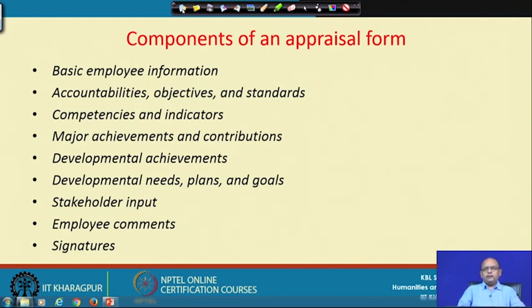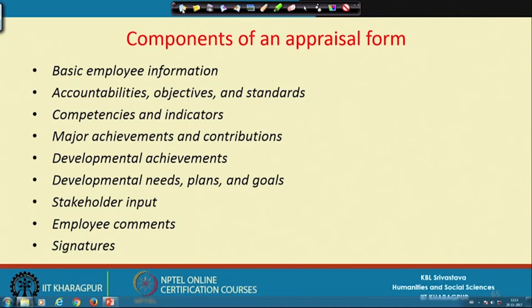And then what was the plan last year, whether he is able to achieve those plans or not for the last year. Then what are the development needs and plans and the goals which he is likely to set for the next year. Then you also get stakeholders' input from the supervisor, and then ultimately the employee gives his comments and puts his signature. So, this is roughly an appraisal form.